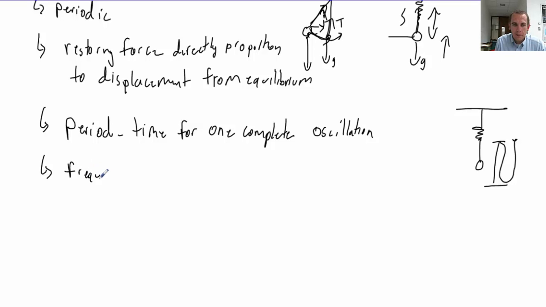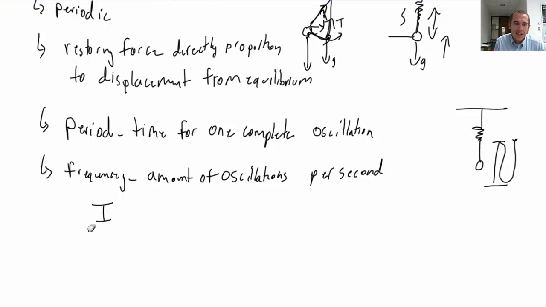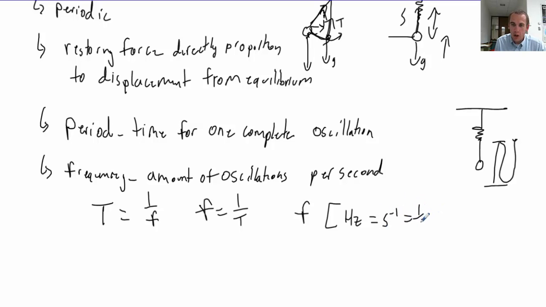Frequency is the amount of oscillations per second. So this is actually the inverse of period. So T is actually equal to 1 over f, or if you like, f is equal to 1 over T. Now generally frequency has units of hertz, Hz, which is just a cycle per second, or an inverse second, or a 1 over second. Okay, but we are going to investigate that a little bit more in lab.